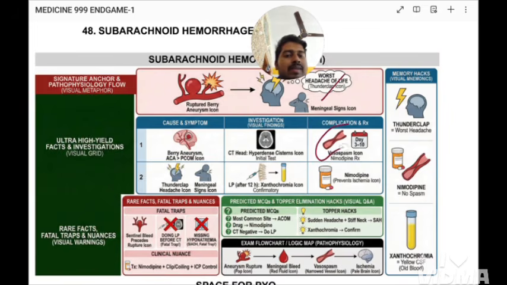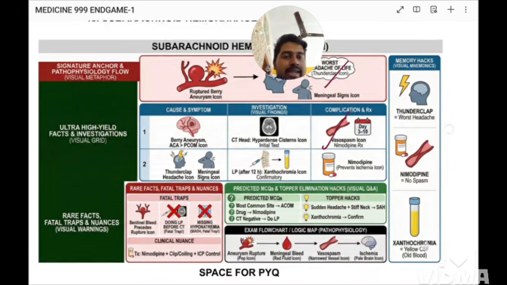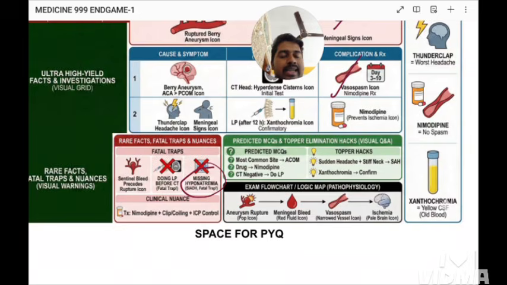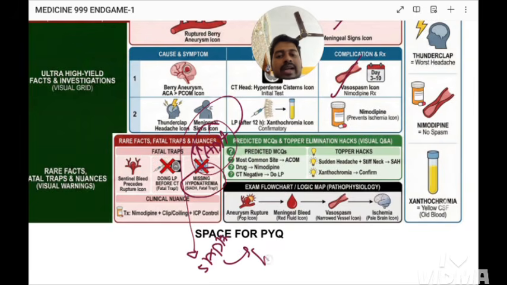Vasospasm is a complication of subarachnoid hemorrhage because of irritation of meningeal vessels secondary to the bleed. And what is the treatment? It is nimodipine. Nimodipine is the treatment for vasospasm secondary to subarachnoid hemorrhage. You might also miss hyponatremia, because secondary to increased intracranial pressure and irritation, there will be increased release of ADH. This increased ADH can cause SIADH, which in turn causes hyponatremia. This you'll have to remember.